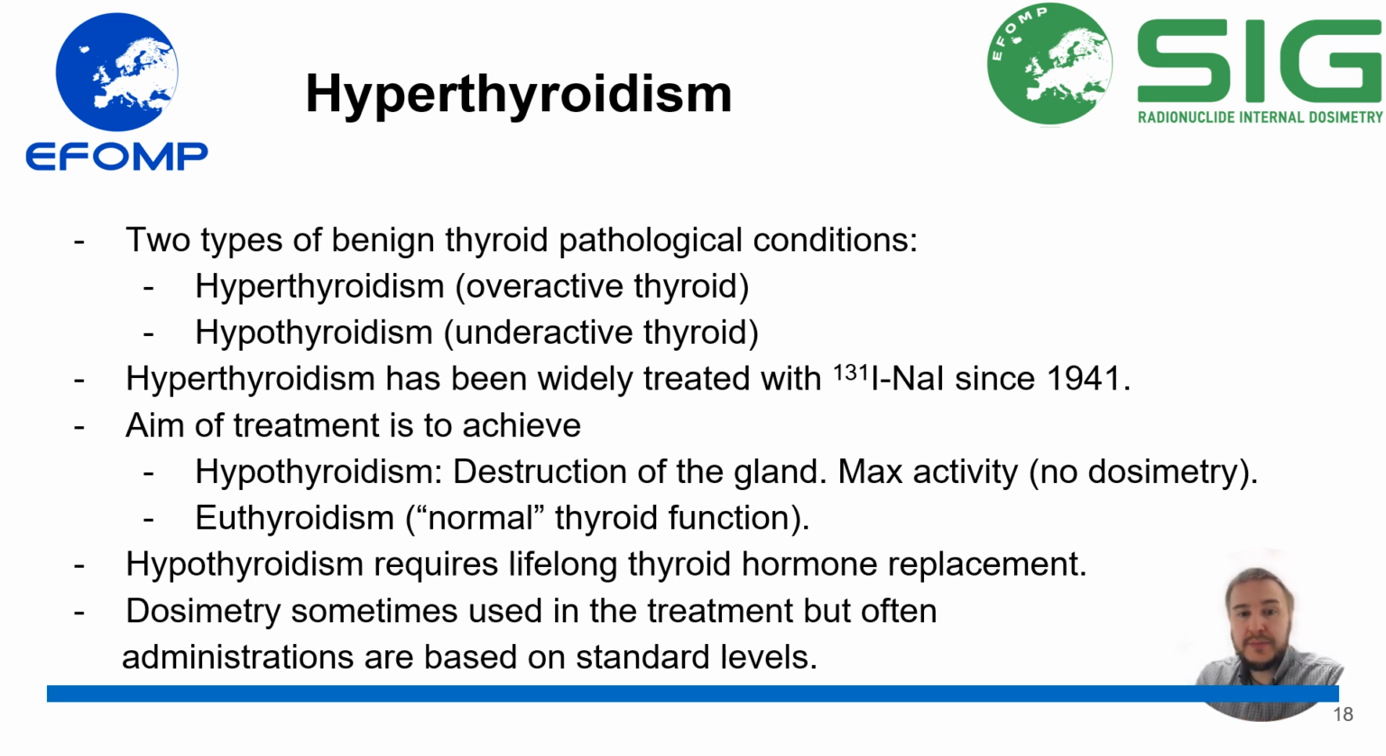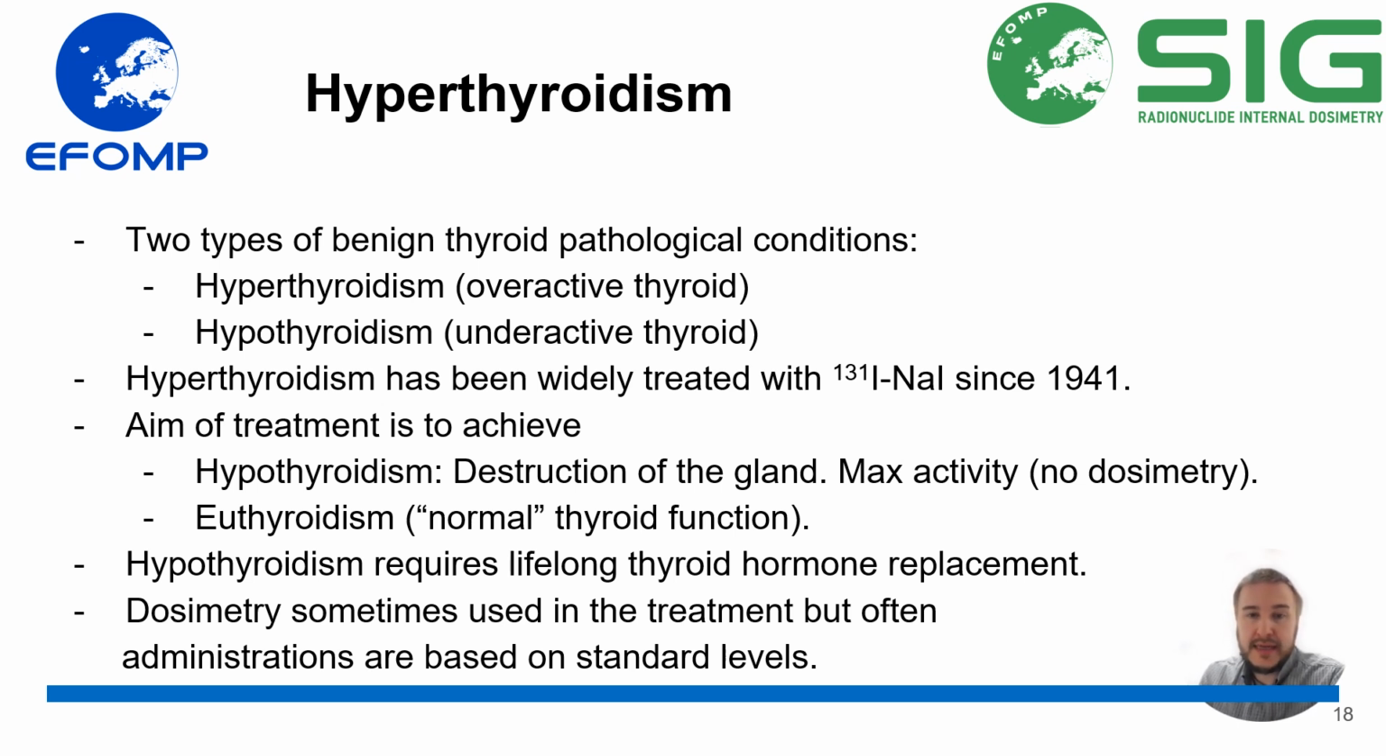Either you try to achieve hypothyroidism, where you're trying to destroy the gland, using a fixed activity approach, normally with no dosimetry, or you can aim for euthyroidism, a normal thyroid function. And the difference really is that if you make a patient hypothyroid, they require lifelong thyroid hormone replacement. Unfortunately, dosimetry is sometimes used, but normally it's still very much a standard fixed-activity approach.